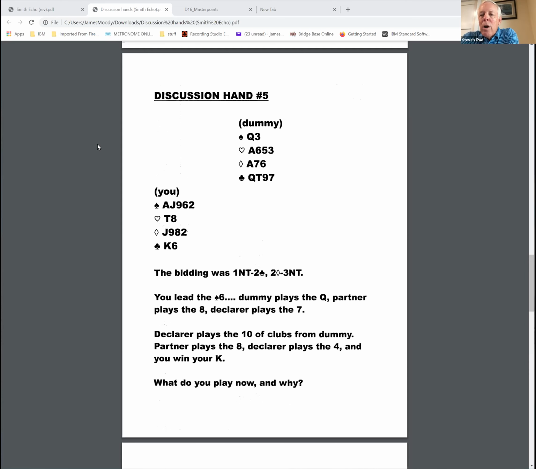Now, declarer plays the 10 of clubs from dummy. Again, this is the Smith Echo trick, the first trick. Partner plays the 8. Declarer plays the 4, and you win your king. All right, now what is partner trying to do? Partner's 8 is a high spot. What is the message? Partner likes spades.